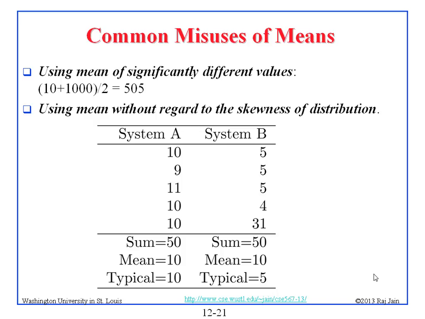Now these numbers are all between 9 and 11: 9, 10, 11, 9, 10, 11. So the sum is 50, the mean is 10, and the typical value is 10. In this case, the sum is 50, the mean is 10, but it has nothing to do with the typical value. Typical value is 5.